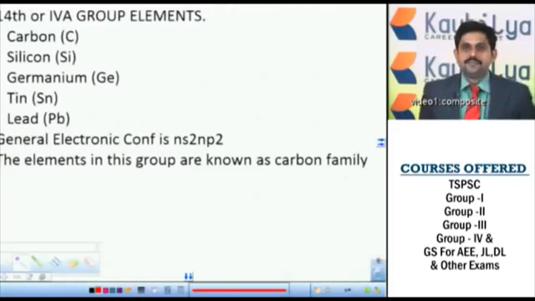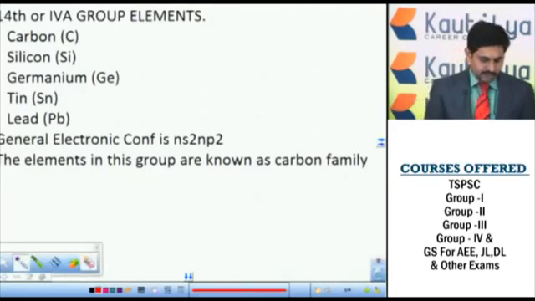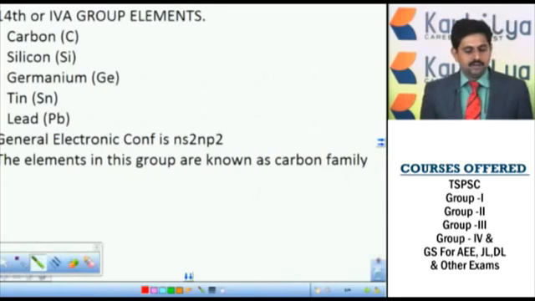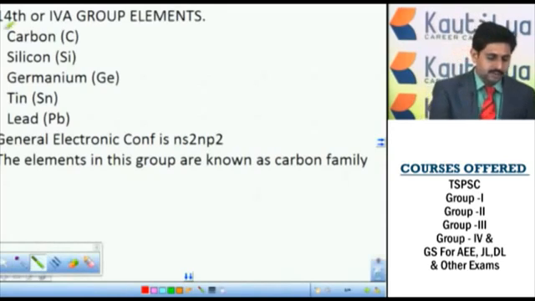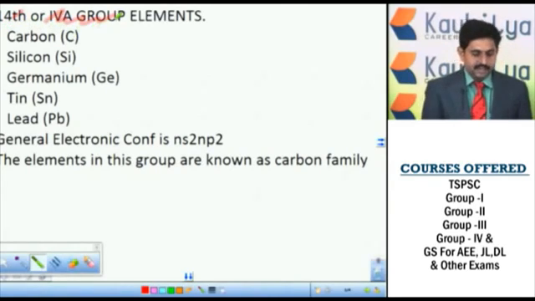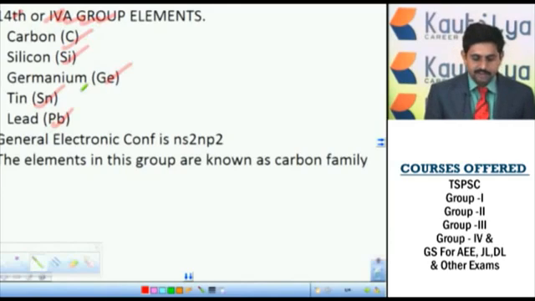Now we'll go with the next group of elements, that is the 14th group elements or 4A group elements. This group consists of different types of elements like carbon, silicon, germanium, tin and lead. The first element of this group is called carbon, and we can also consider it as the carbon family.